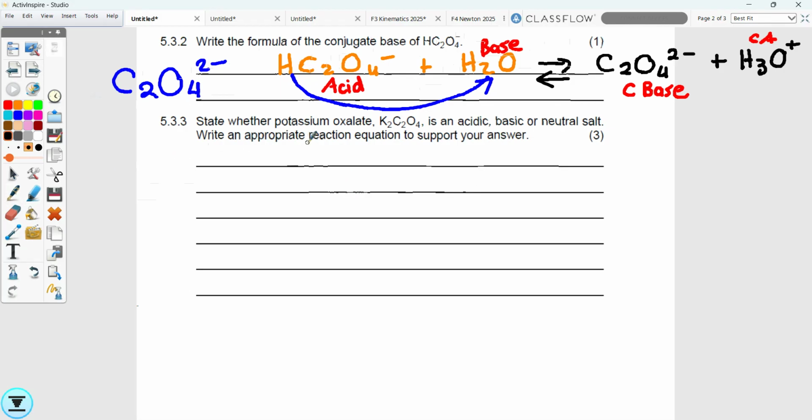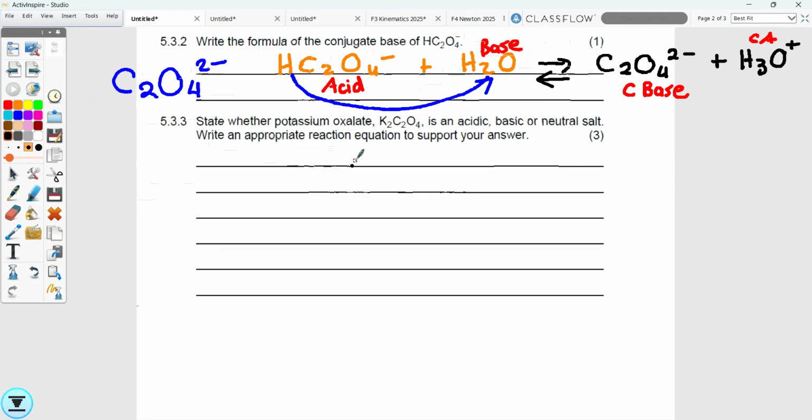Guys, you're going to read this and you're going to say, oh my goodness, what did they do to me? They're giving me something that I've never heard of. Potassium oxalate is an acidic, basic or neutral salt? Now, trust your training. Please tell me, what is a salt? The definition that you learned yesterday.